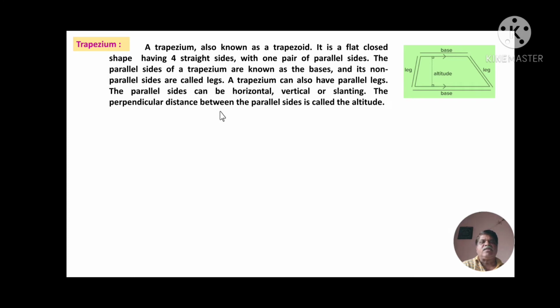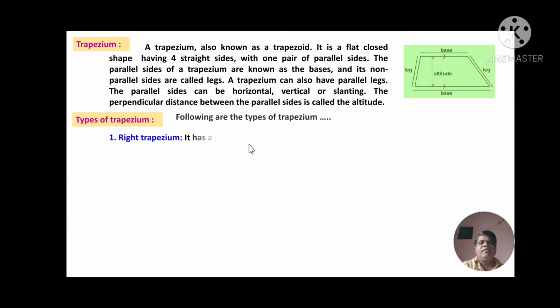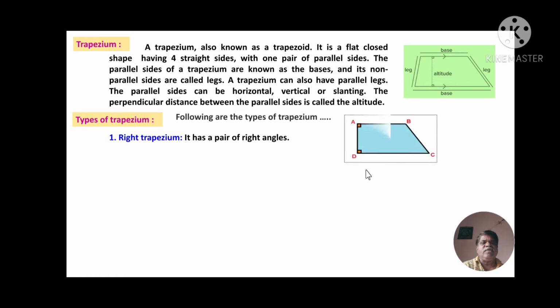The perpendicular distance between the parallel sides is called the altitude. Types of trapeziums. Following are the types of the trapezium. Number 1, right trapezium. It has a pair of right angles. It is shown in the adjoining figure.